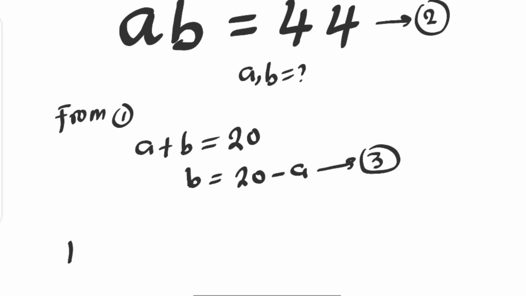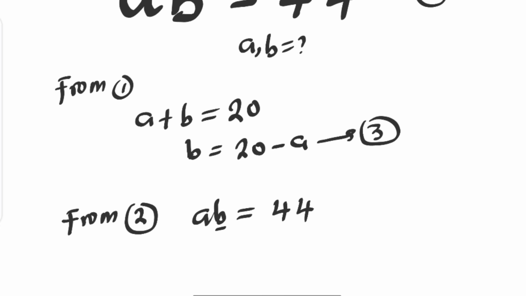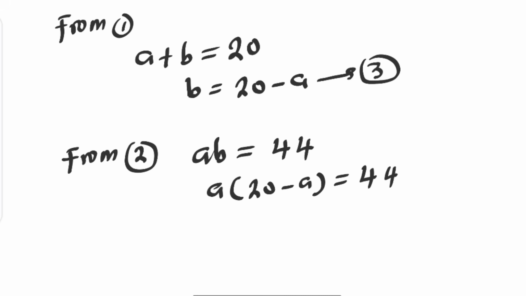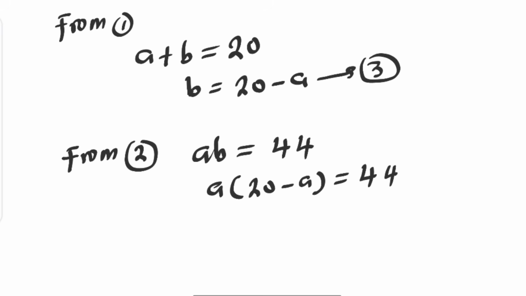Then from equation 2, AB is equal to 44. Let us substitute for B, which is 20 minus A. A bracket 20 minus A is equal to 44. Let us open the bracket here with A. A multiplied by 20, this is 20A, minus A multiplied by A, that is A square, is equal to 44.